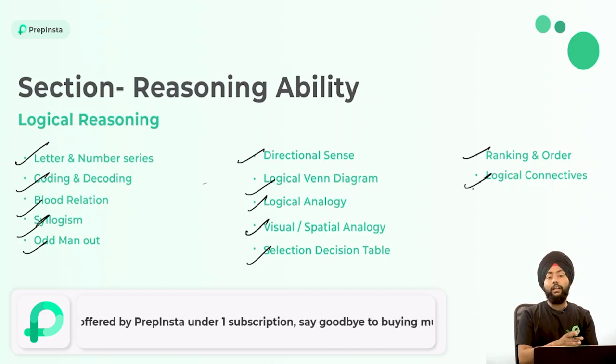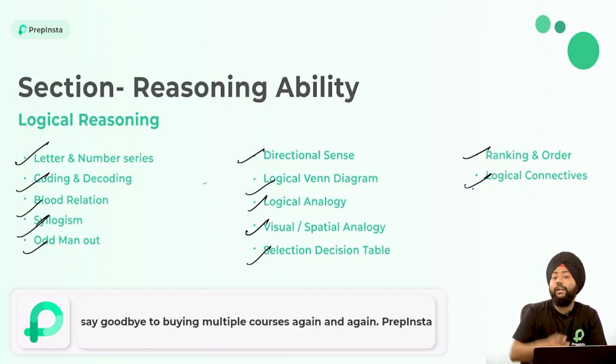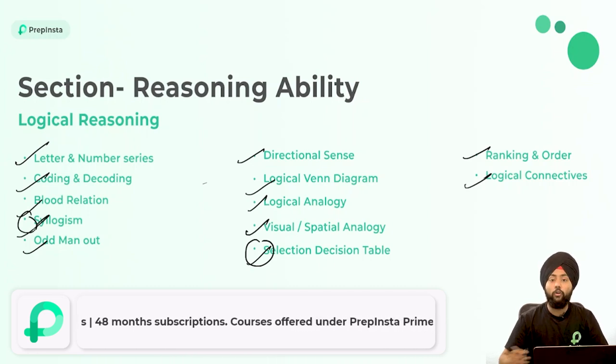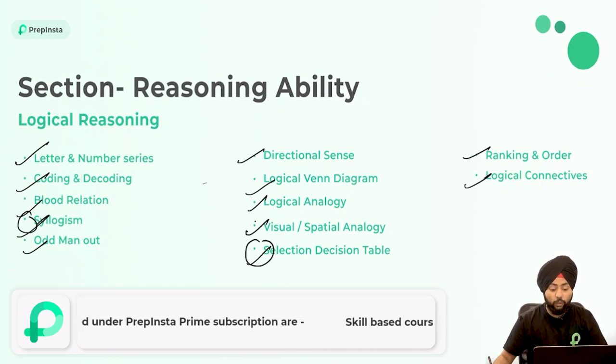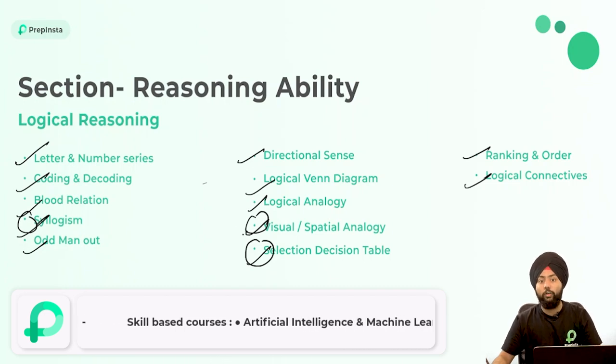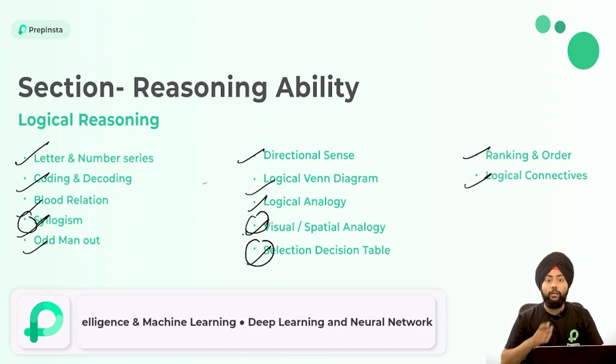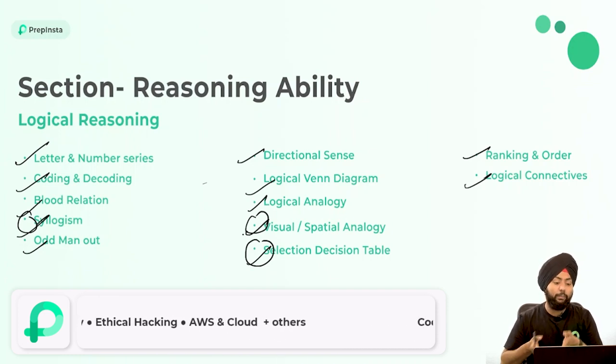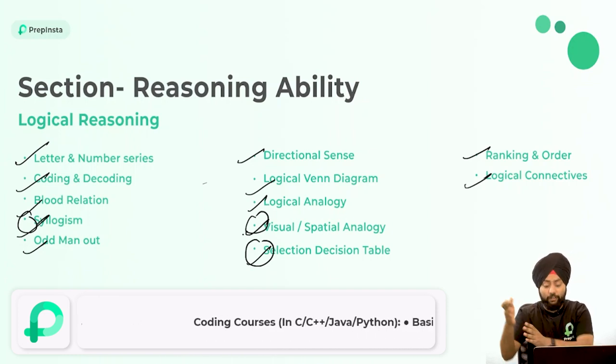Again, let me highlight those topics which will be there in the advanced section. You'll be able to see the selection decision table in the advanced section, or syllogism, or I can say cause and effect questions, and visual and spatial analogy questions in logical reasoning, which is basically counting the number of triangles and squares. I told you already, this can be asked in reasoning ability advanced level.